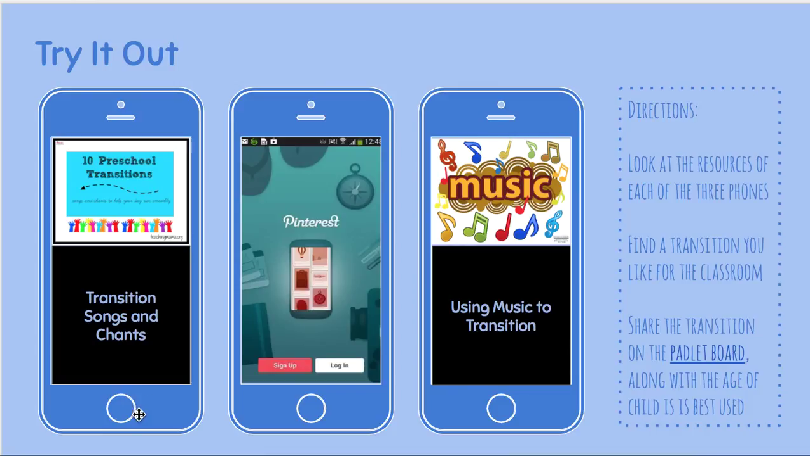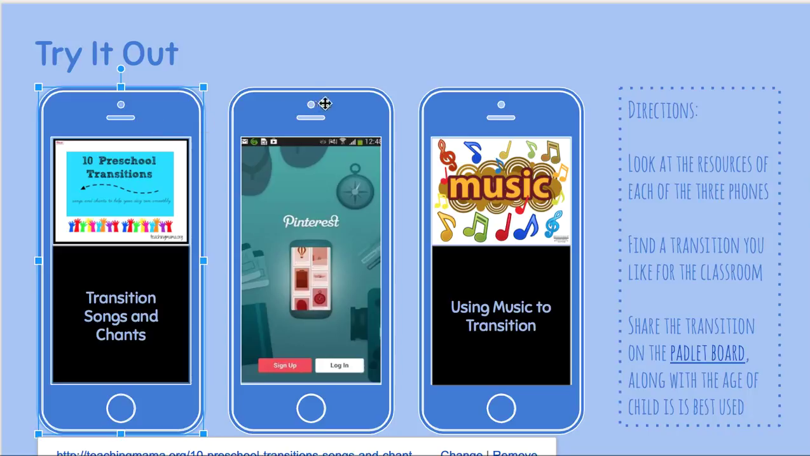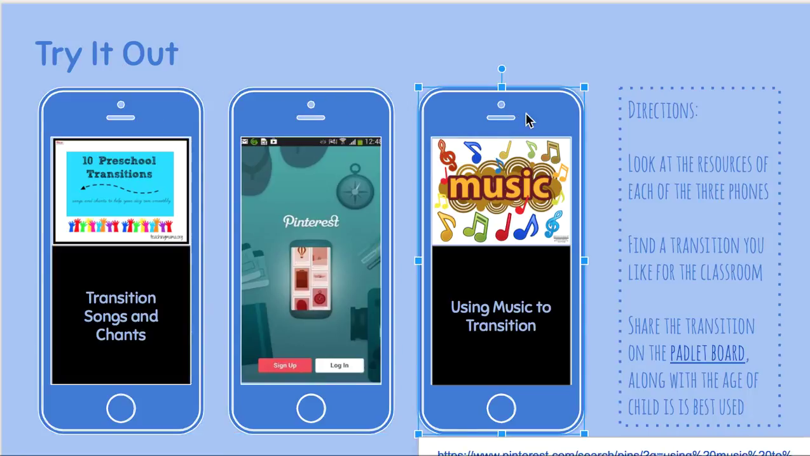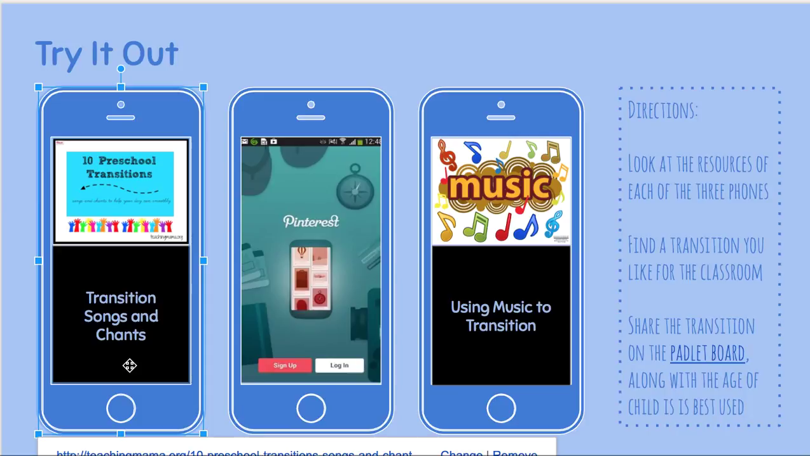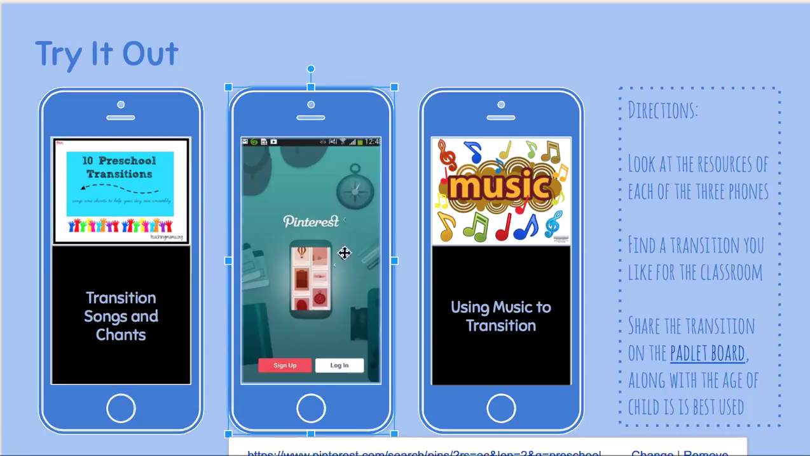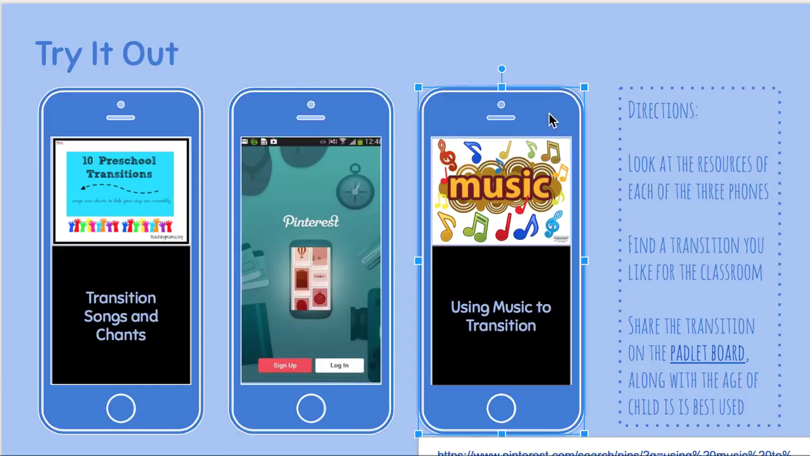And then what I'd like you to do is find a transition that you'd like to share with the group. We have 3 different resources, and when you click on the outside of the phone, it'll work best for you because we have 3 different links. They may or may not work if you click on the inside. So click on the outside. The first one is Transition Songs and Chants. This is a Pinterest board of preschool, toddler transitions. It's really phenomenal. And then this last one really focuses on music to transition. So just check them out. Find one that you really like and share it right here on our Padlet board.